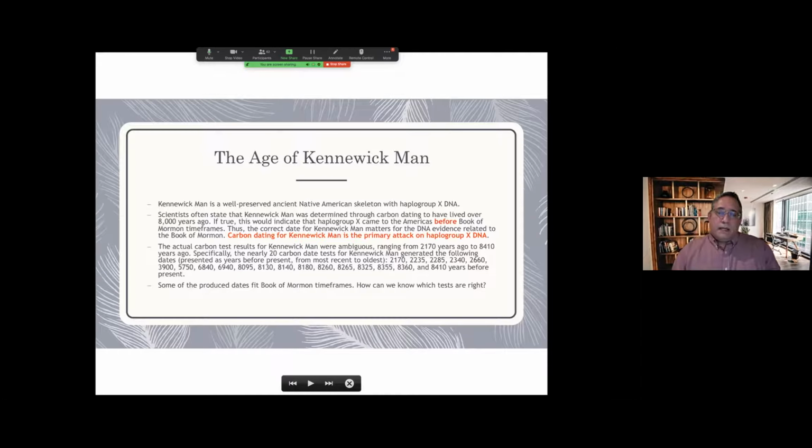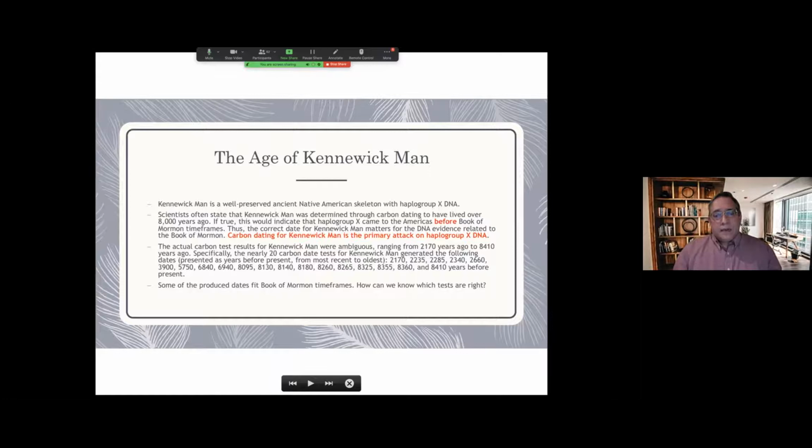Now, the critics use the carbon dating, though, to say that this proves that haplogroup X came over before the Book of Mormon timeframes, because the carbon dating commonly indicated for Kennewick Man places him at over 8,000 years ago, usually about 9,000 years ago. So if this were correct, then it would show that haplogroup X had come to the Americas at least 9,000 years ago, which would have been before Book of Mormon timeframes.